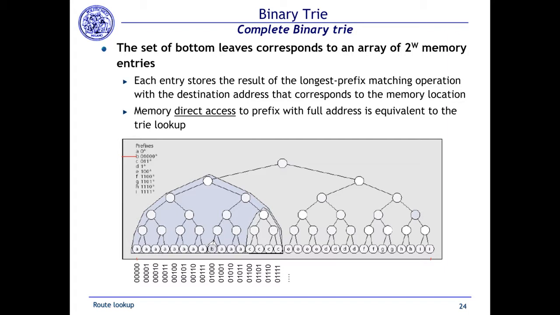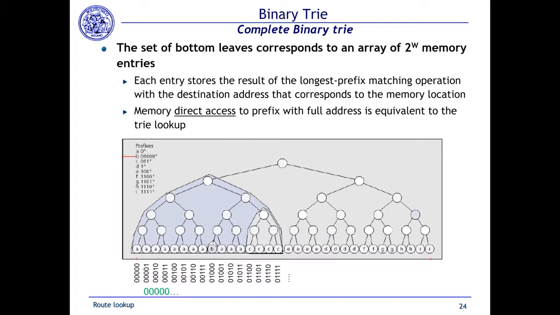So now each entry stores the result of a longest prefix matching operation that corresponds to a specific memory location. Because now all these leaves at the bottom can be stored in an array, and you also have the address of all the positions in the array. Okay. This allows us, again, to perform the lookup operation with a single direct memory access.